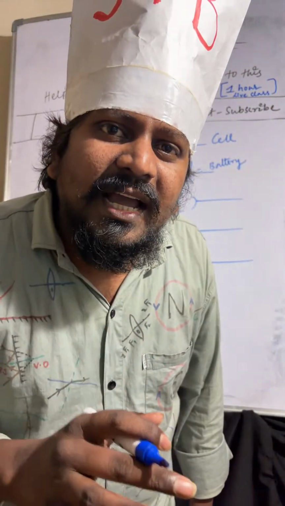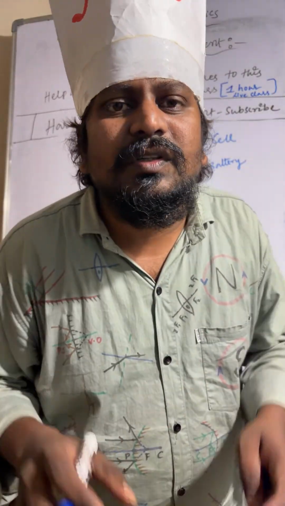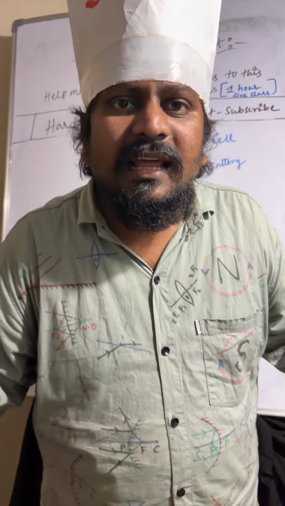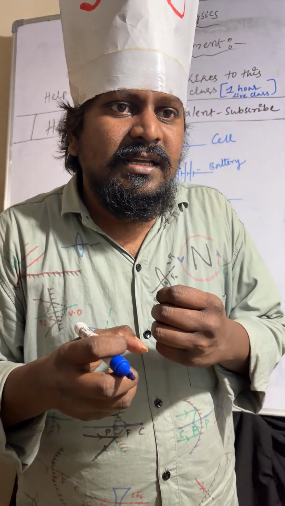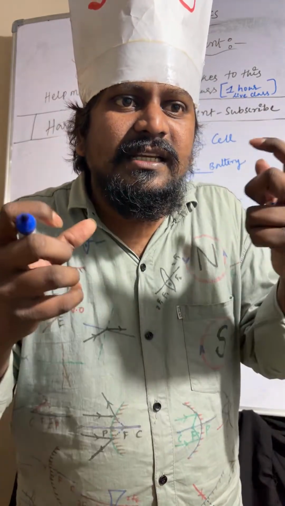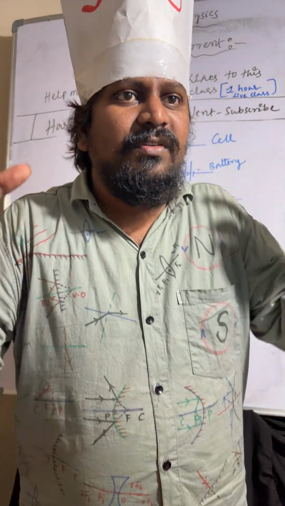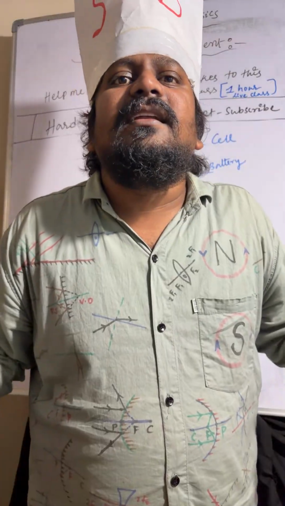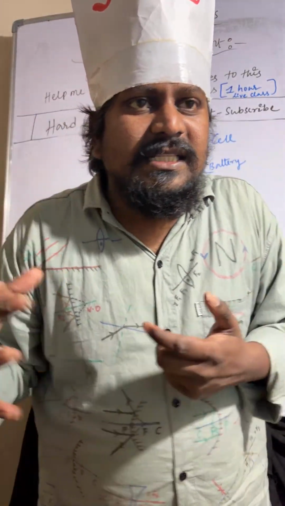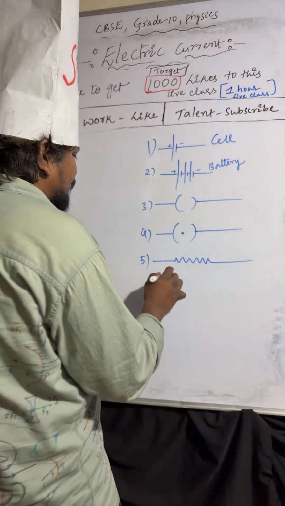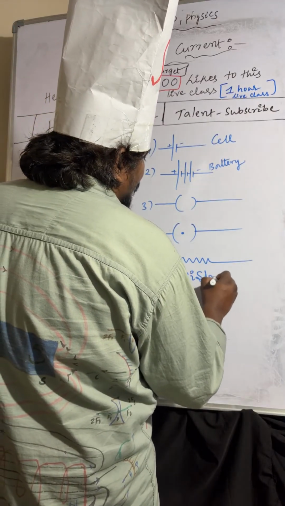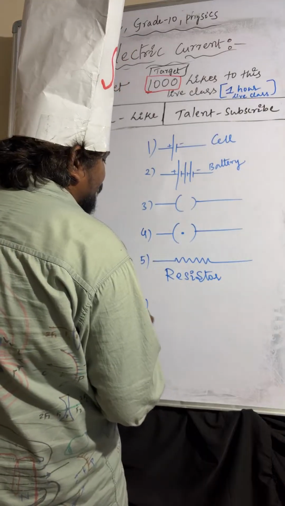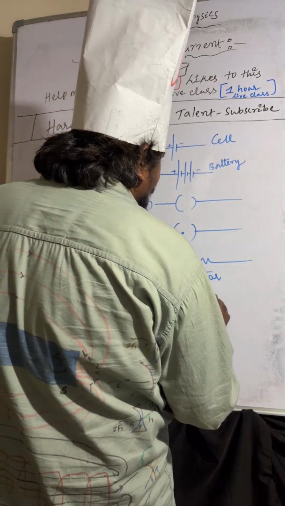Resistor is a device which is used to oppose the electric current. Resistance is the phenomenon of opposing the electric current. So this is the resistor. And the next one, sixth one, rheostat.